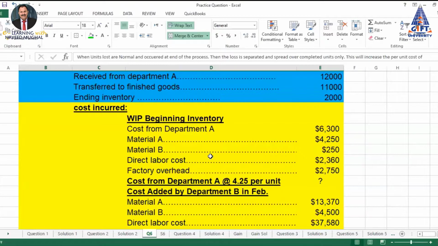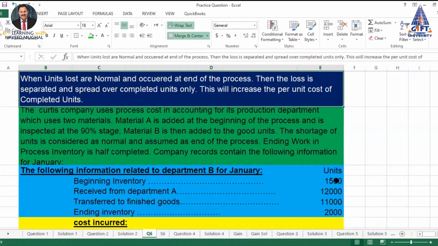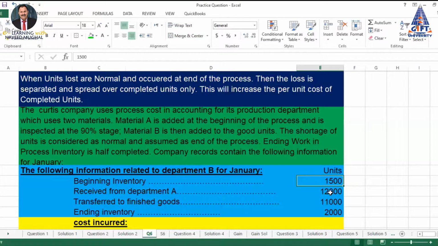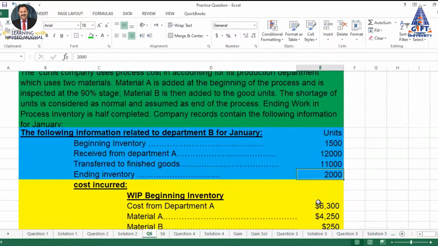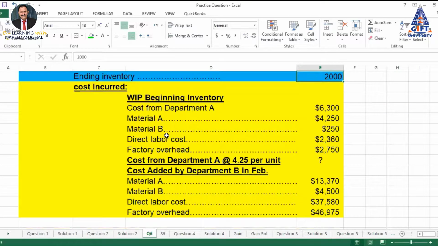Company records show that we have beginning inventory 1,500 units, received from department A 12,000 units, transferred to finished goods 11,000 units, ending inventory 2,000 units. It means we haven't been given the lost units. We can calculate that lost unit. And what is the cost summary?